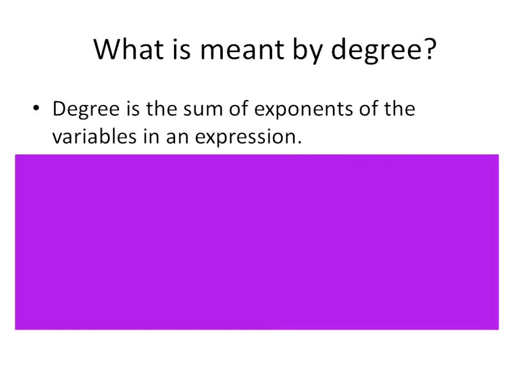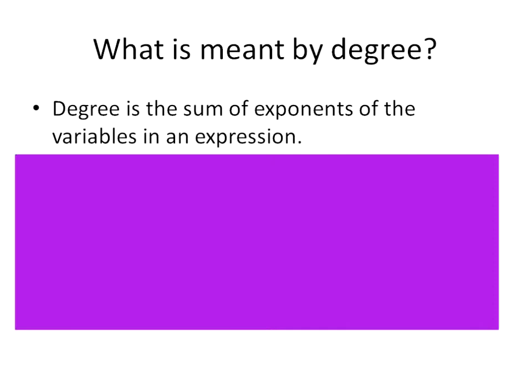Okay. So what is meant by degree? We're going to use the word degree, and you're going to see the word degree in directions and things like that. As we look at this, the word degree means the sum of exponents of the variables in an expression. So let's take a peek at what that really means.